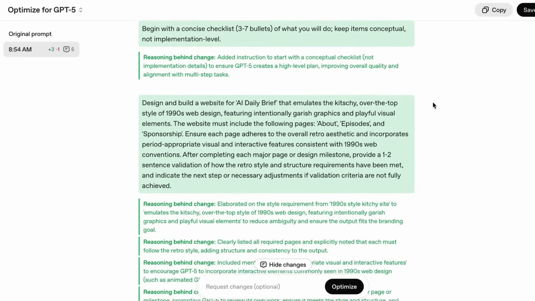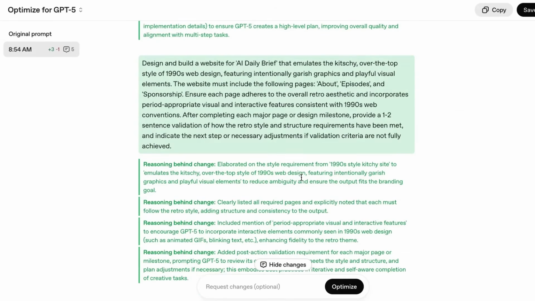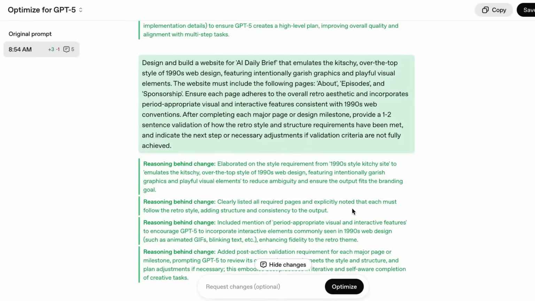Now, what's cool about this is that it also gives you a reasoning behind the change. So for example, in that first area, add an instruction to start with a conceptual checklist to ensure GPT-5 creates a high-level plan, improving overall quality and alignment with multi-step tasks. And then it had 4 changes on that second paragraph. One is to elaborate the style requirement to reduce ambiguity. The second is to make it explicit that each of the subpages has to follow the same style. A third comes from contextual knowledge of 1990s web design and adds the encouragement to incorporate those interactive elements that were commonly seen back then. And then the last was this post-action validation requirement, prompting GPT-5 to review its work and make adjustments if necessary.